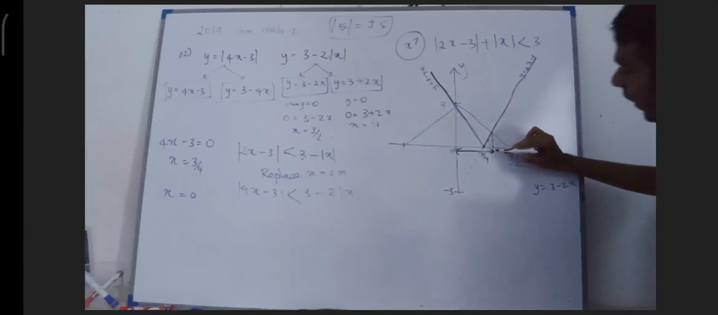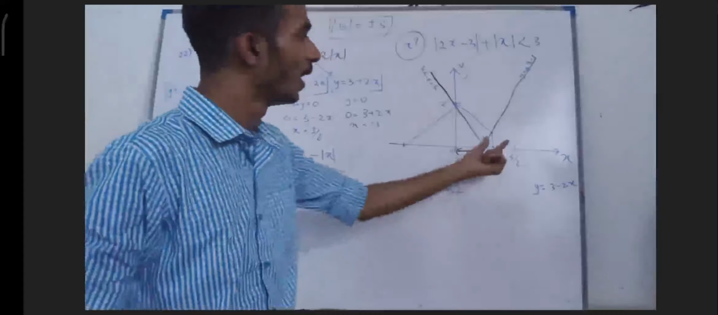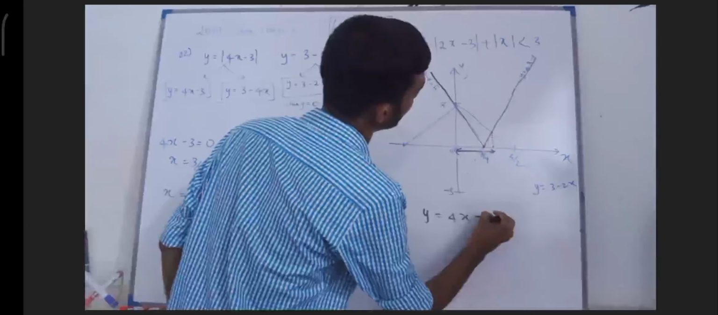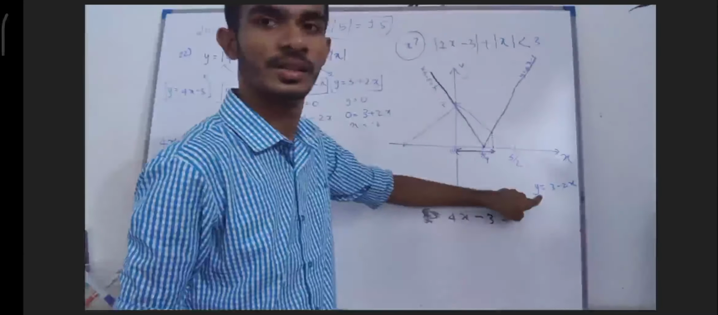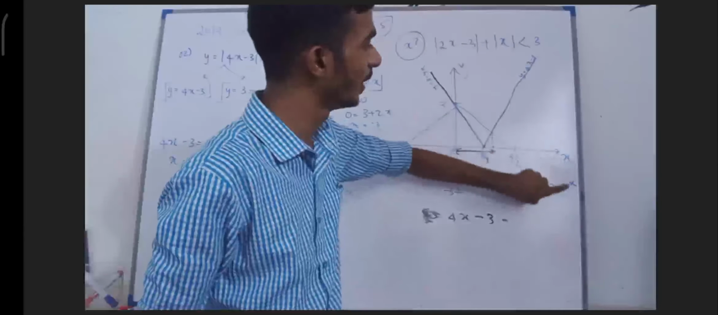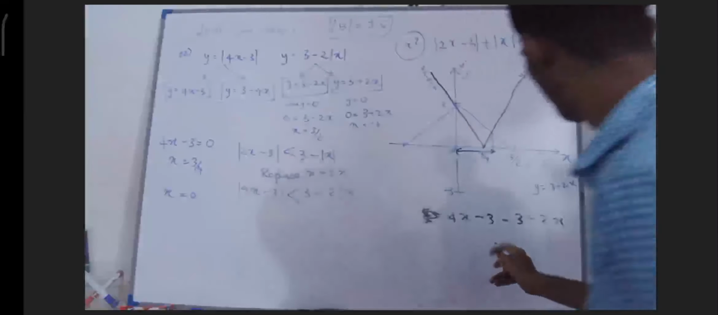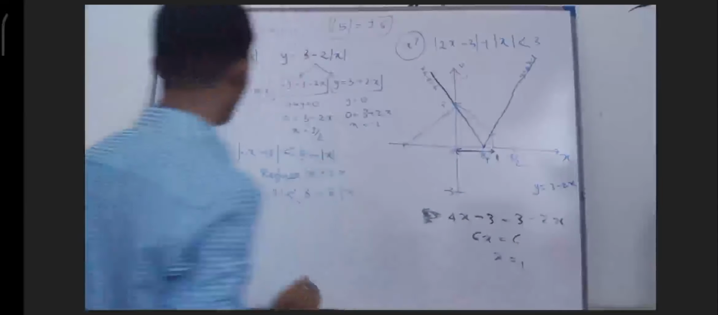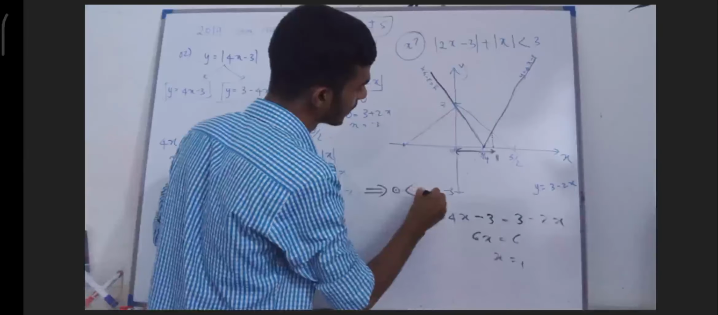So I need this x value. To find out this one, these two lines intersect. So if I equate these two equations, I will find out the x position. Now y is equal to 4x minus 3 is equal to 3 minus 2x, since these intersect, y is equal to y. So here 6x is equal to 6. So x is equal to 1. So this value is 1. So the x value satisfying this inequality is 0 less than x less than 1.